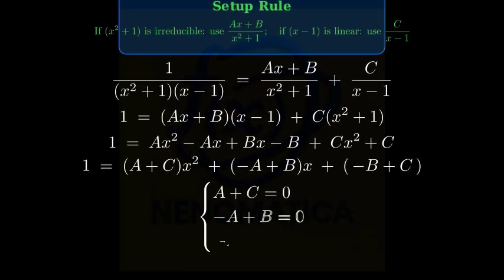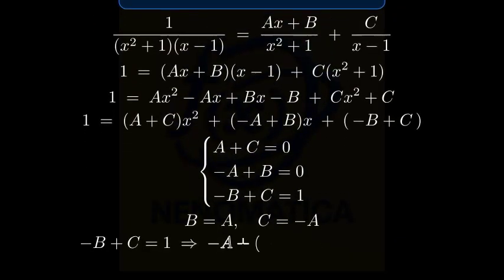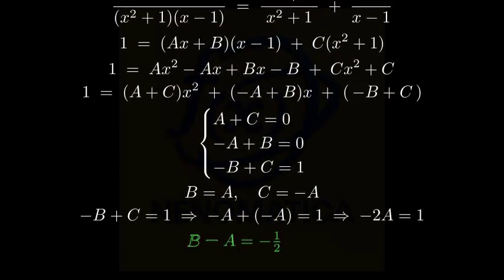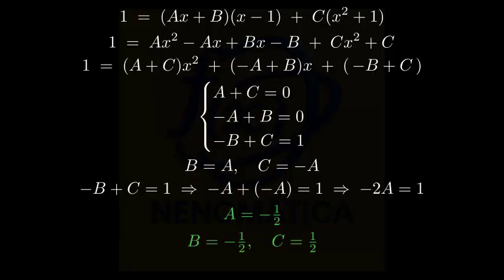So we equate coefficients. a plus c equals 0, negative a plus b equals 0, and negative b plus c equals 1. Solve the system. From negative a plus b equals 0, we get b equals a. From a plus c equals 0, we get c equals negative a. Substitute into the last equation. Minus b plus c equals 1 becomes minus a plus negative a equals 1. So negative 2a equals 1, giving a equals negative 1/2. Then b equals negative 1/2, and c equals positive 1/2.